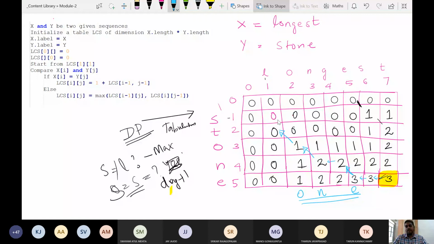And hereafter all are zeros. That means no diagonal jumps. So the longest common subsequence is ONE and its length is 3. This is how you can do this exercise with the help of dynamic programming.